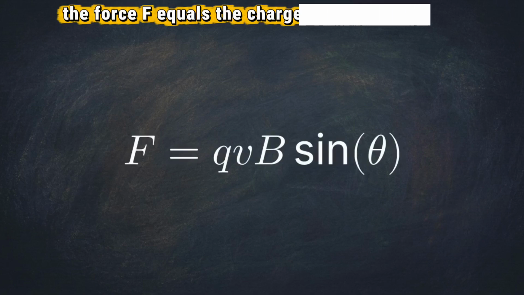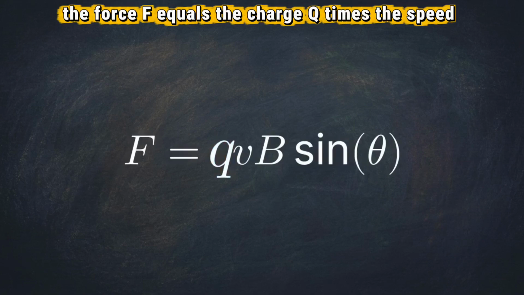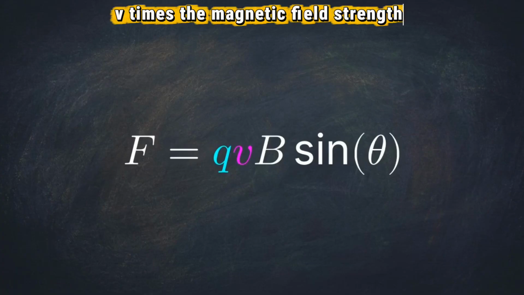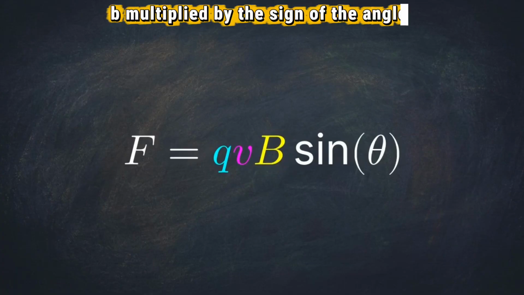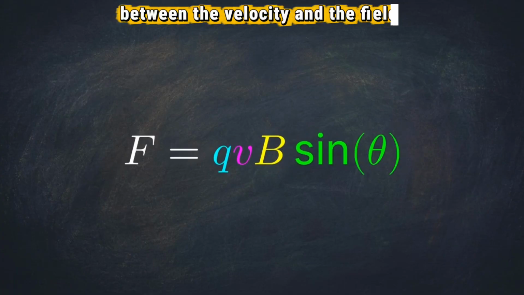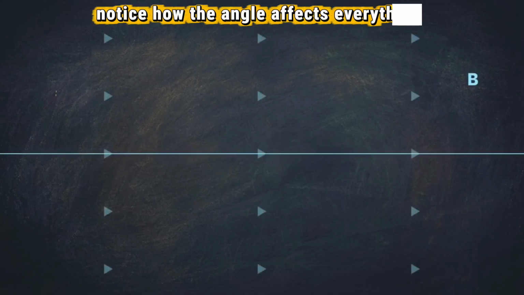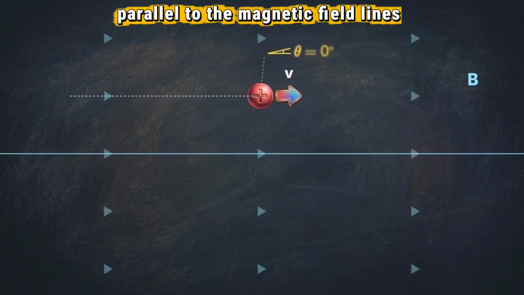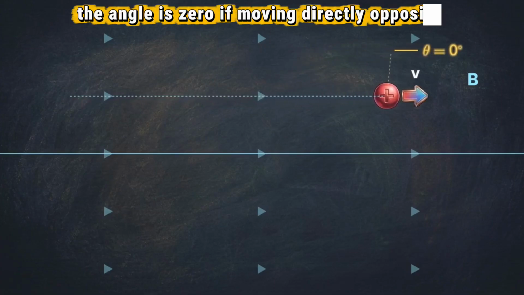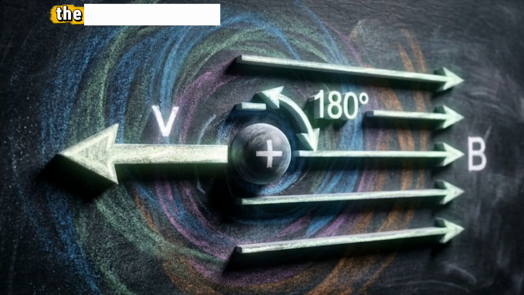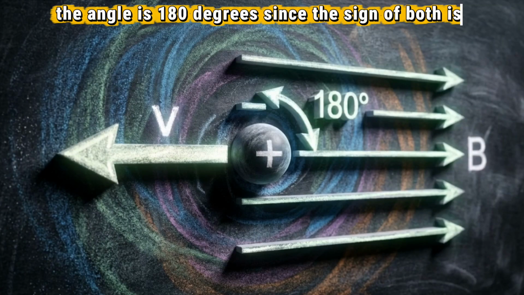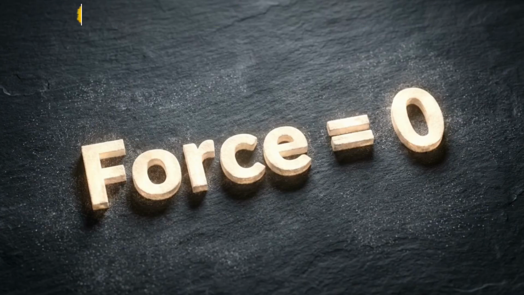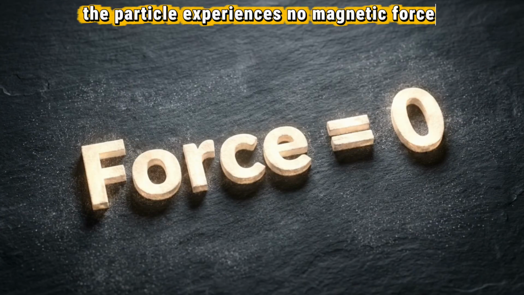Now that we have the direction, we need the magnitude. The force, F, equals the charge, Q, times the speed, v, times the magnetic field strength, B, multiplied by the sine of the angle between the velocity and the field. Notice how the angle affects everything. If the charge moves parallel to the magnetic field lines, the angle is 0. If moving directly opposite, the angle is 180 degrees. Since the sine of both is 0, the particle experiences no magnetic force.